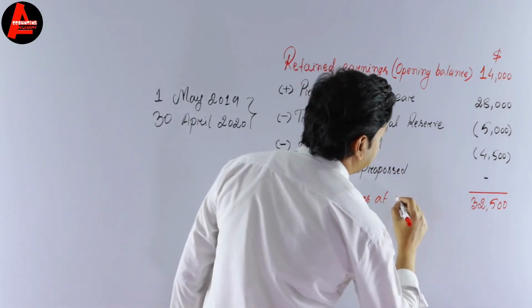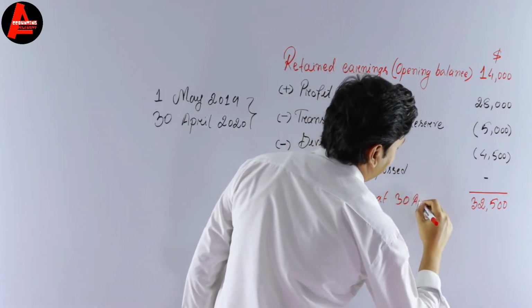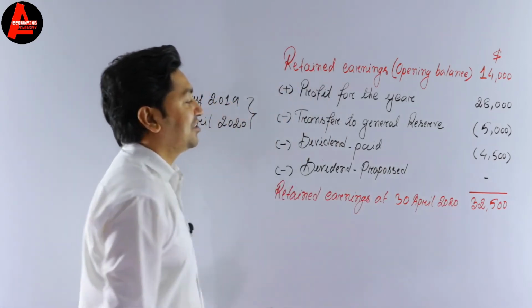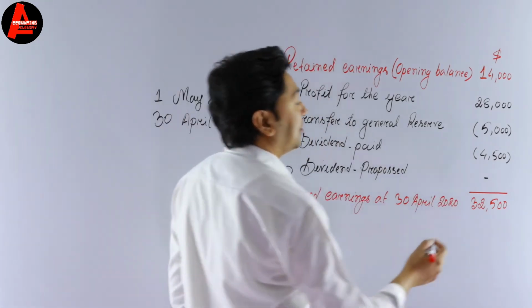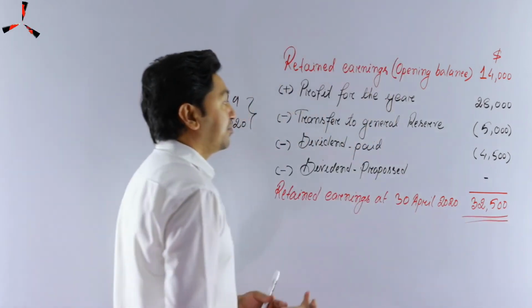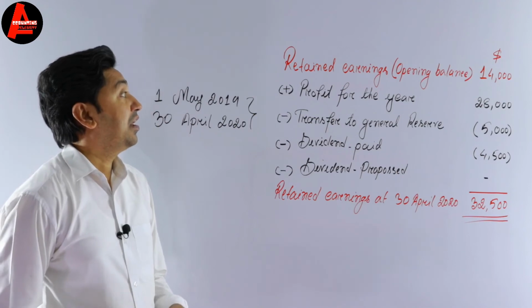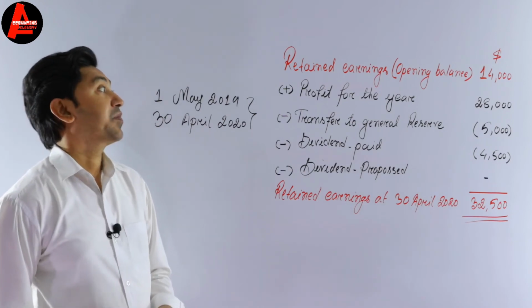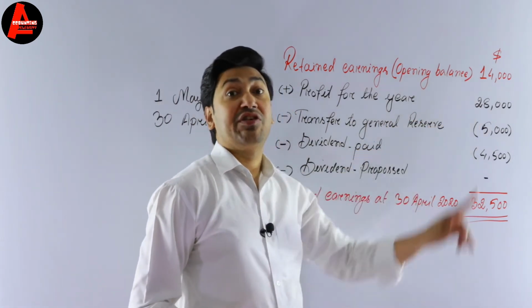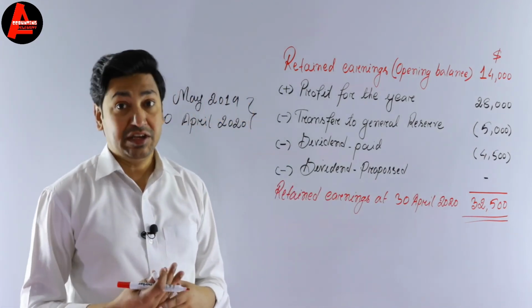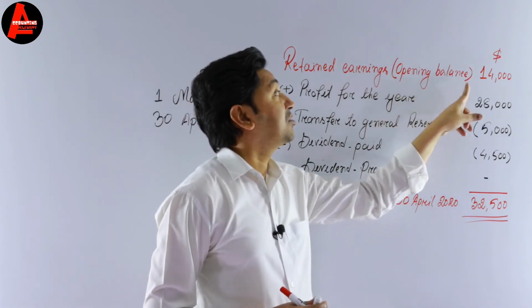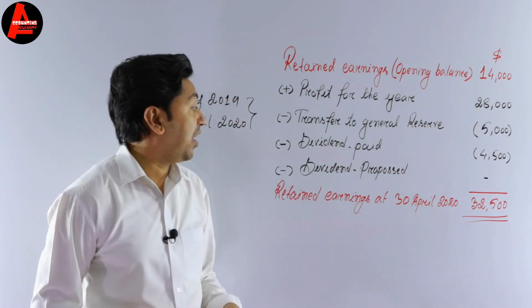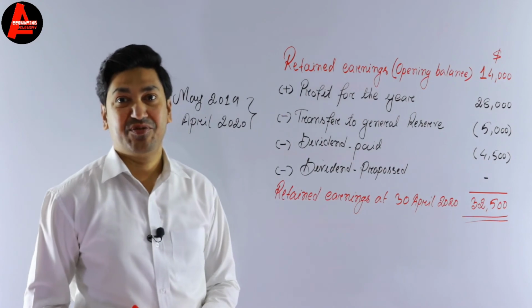Okay, so let us write here 30 April 2020. Okay, so this is how we can calculate retained earnings. This is very simple calculations, but you have to remember that these three items, if you have in a question, you have to subtract and you have to add profit for the year with the retained earnings opening balance. If it is a new business, then retained earnings opening balance will not be given. Okay, but still you can calculate with this profit for the year. Okay, then you'll be able to calculate your retained earnings for the year.